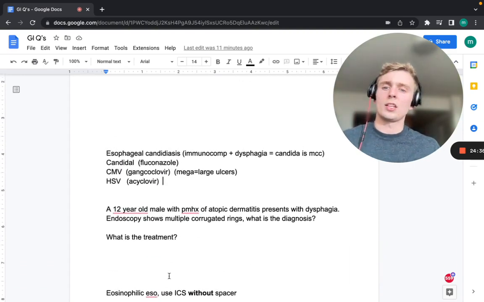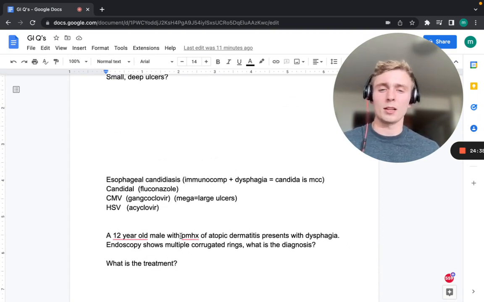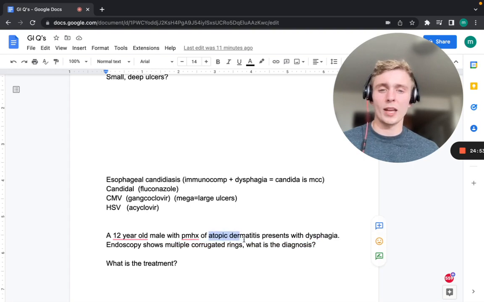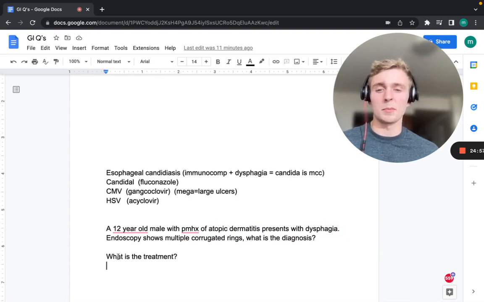Next one, a 12-year-old male with a past medical history of atopic dermatitis. So 12-year-old, atopic dermatitis, now he has dysphagia. Endoscopy gives it away by saying he has multiple corrugated rings. What is the diagnosis? So multiple corrugated rings, history of atopic dermatitis, and now dysphagia. What is this? And what is the treatment for this condition?